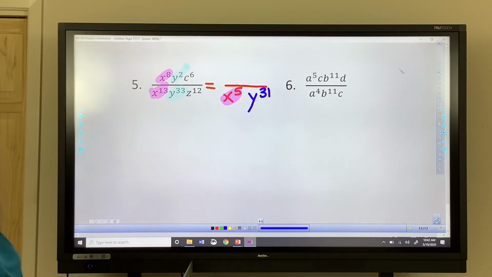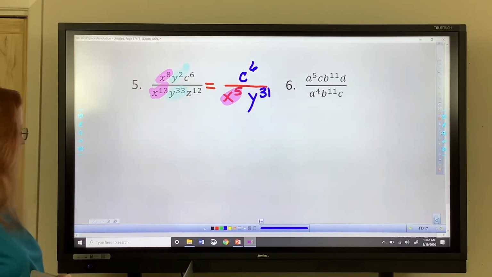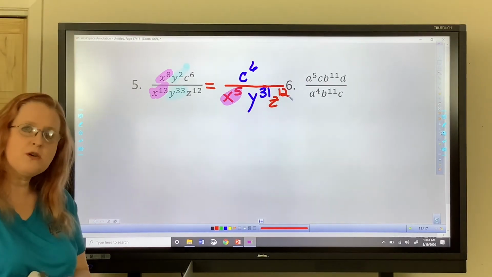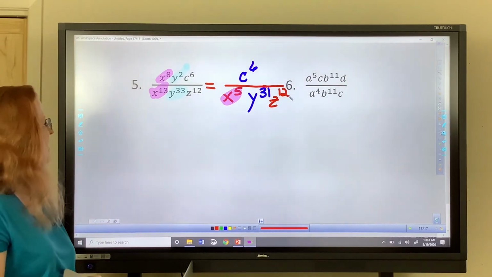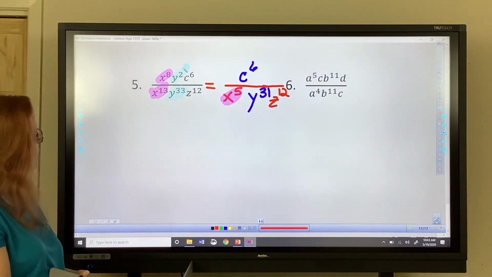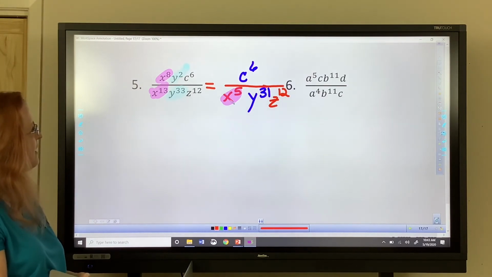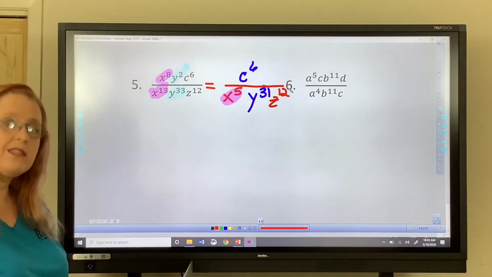And now I have a c to the 6th. I don't have another c to the 6th. So I'm just going to write it on top. That's where it's at. C to the 6th. And then I have this z to the 12th on the bottom, and so I'm just going to record it on the bottom as well. Z to the 12th, because it doesn't change. And so if there's no numbers or no letters there for you to worry about, you're not changing them at all. And so this problem here becomes c to the 6th divided by x to the 5th times y to the 31st times z to the 12th in the denominator.